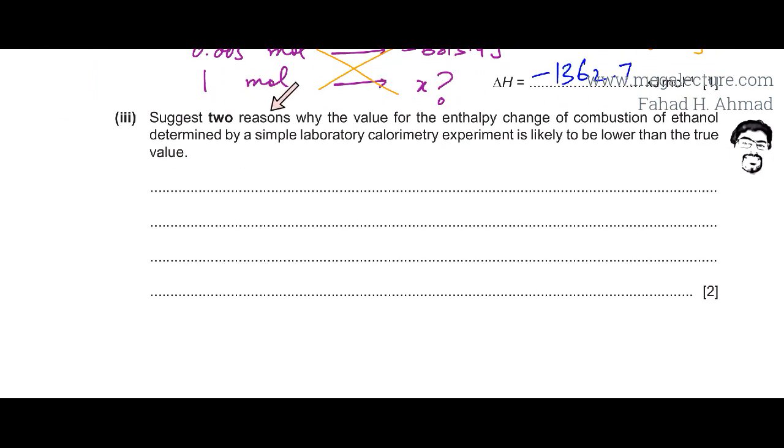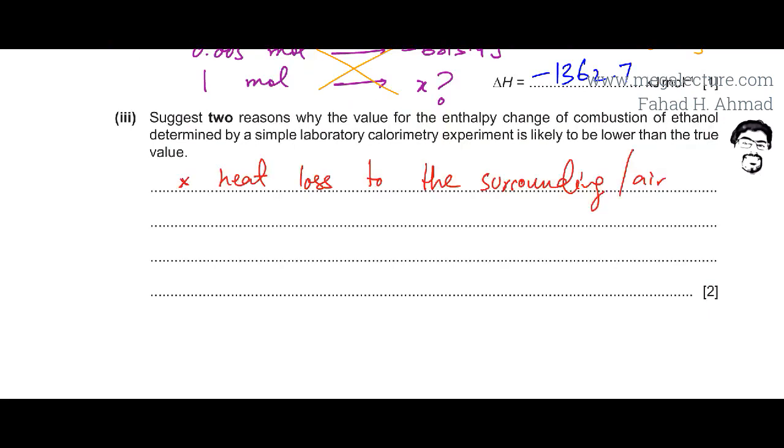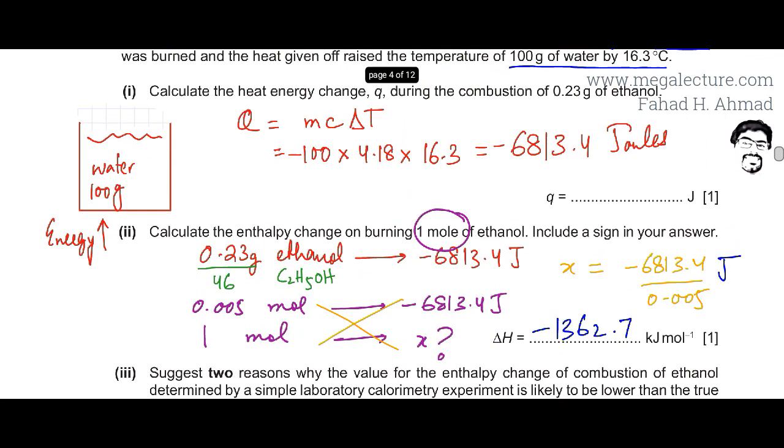We're now being asked to suggest 2 reasons why the value for the enthalpy change of combustion of ethanol determined by a simple laboratory calorimetry experiment is likely to be lower than the true value. So the first reason is that there is going to be significant heat loss to the surroundings, or to the air, or to the containers. As you can see over here, this was an experiment. We were heating 100 grams of water and providing it with energy, but not all of the energy is going to be gained by the water. A lot of the energy would be lost to the surroundings, or wouldn't even reach the container.